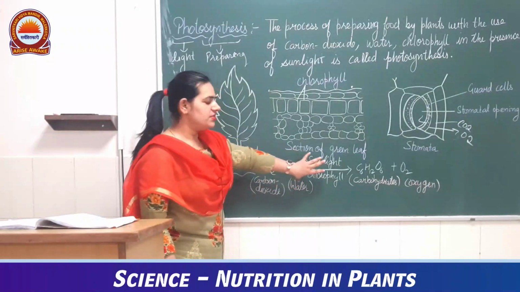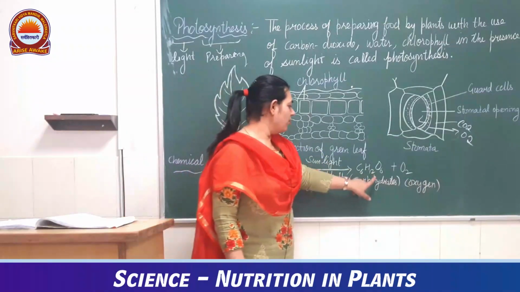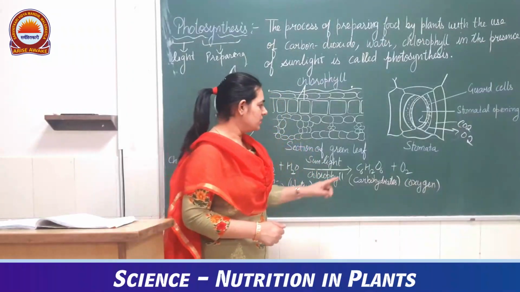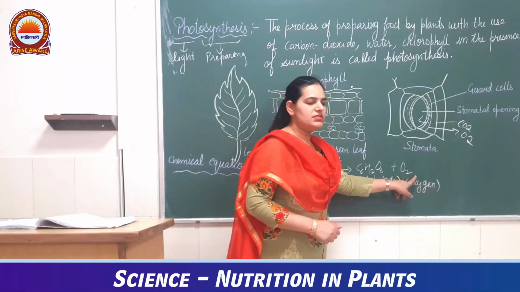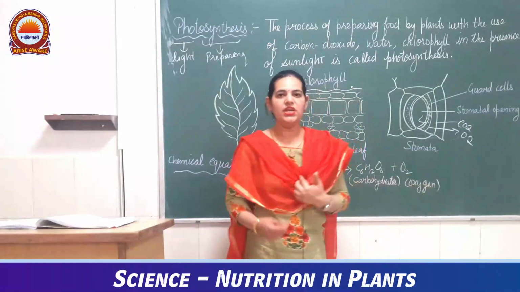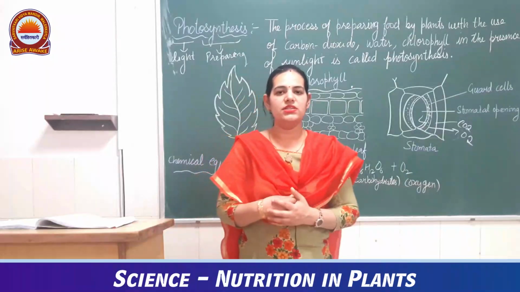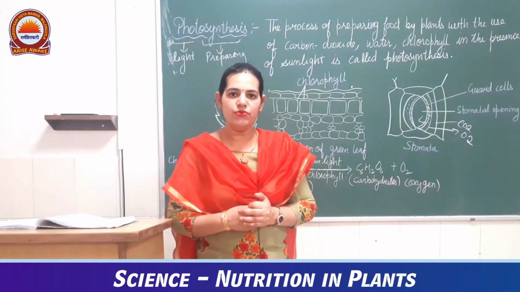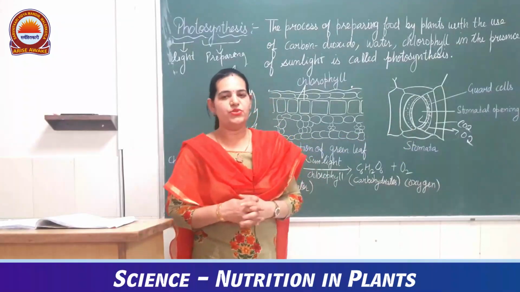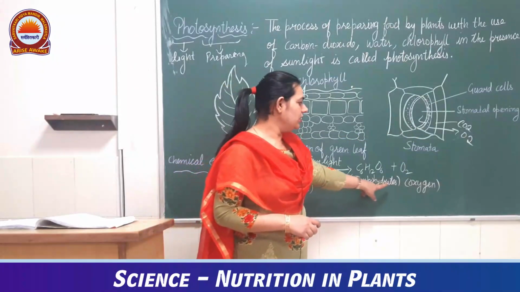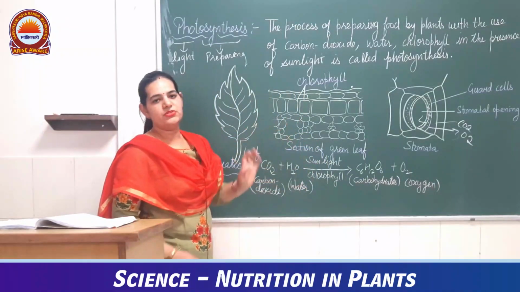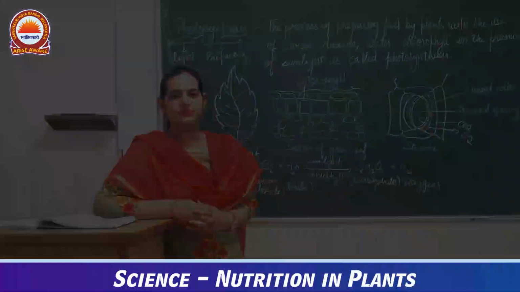When all these substances combine, they form a carbohydrate. Carbohydrate means food for the plants. With this, oxygen is released. See here, oxygen is released. As we human beings take oxygen for breathing, for breakdown of food, similarly, plants use carbon dioxide for the production of the energy which is called food. So this is the chemical equation of the process of photosynthesis.